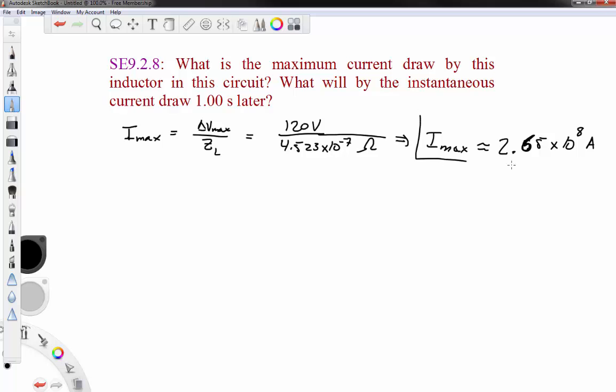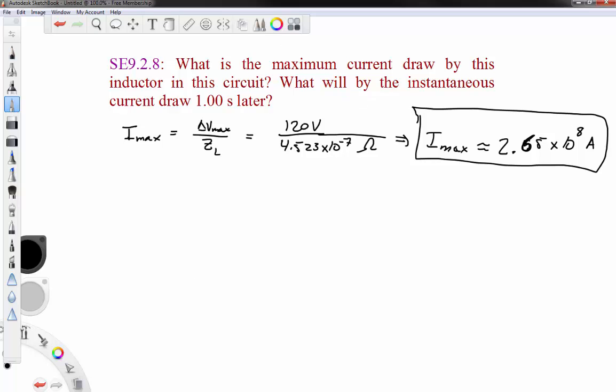Seems like quite a bit of amps, and to be honest, yes, that is, but again, this is because we're assuming that this is an ideal inductor with no internal resistance and it's not connected to any other resistors, so we'd rather expect to see a very large current draw.